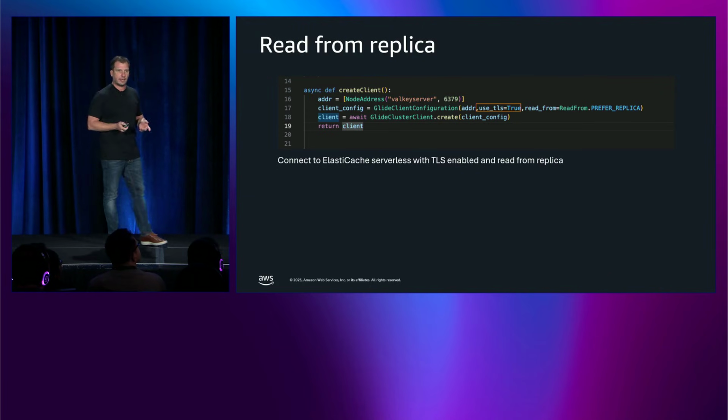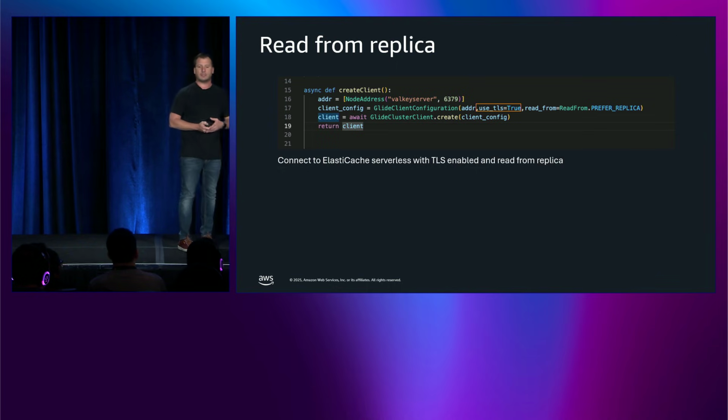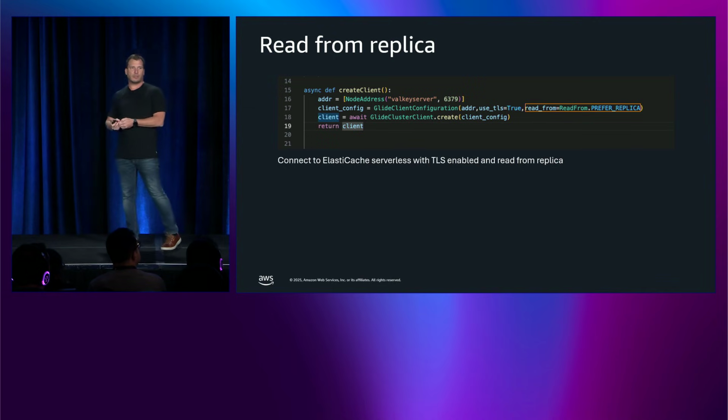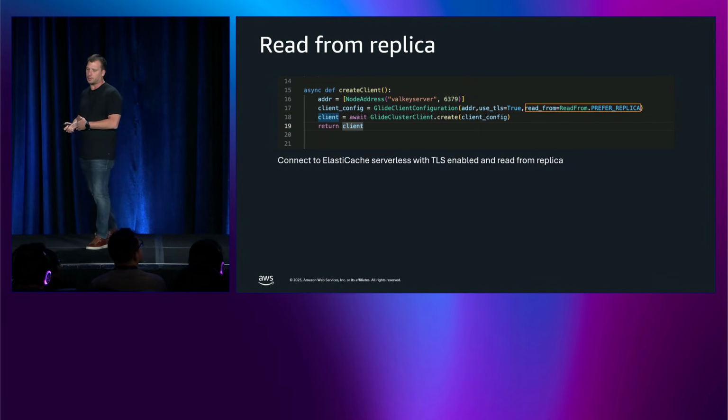I'm using TLS enabled because when we're running on serverless, we support only TLS connections. And here I'm setting a flag on that specific connection. I'm telling the proxy I want this connection also to read the data from the replicas so I can scale the read throughput, and I can also achieve sub-millisecond response time.